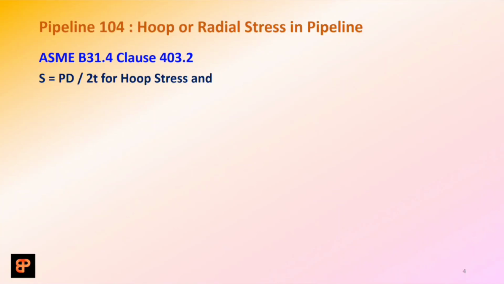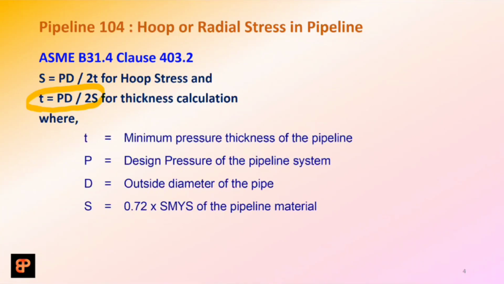The formula, the basic concept of the hoop stress or the thickness, is of course the same whether you use B31.8 or B31.4, and I've already mentioned that the same concept will be applicable globally, even though some localized changes can happen. So B31.4 also provides exactly the same formula as given by B31.8, PD by 2S or PD by 2T for the stress. Here you will be surprised that there is no F, E and T that was present in B31.8 criteria. Okay, why is it so?